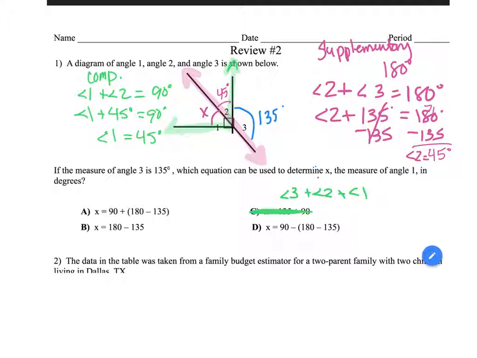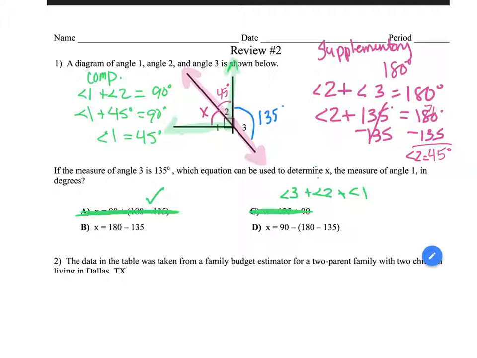What else can we get rid of? A. Let's see what's wrong with A. 180 minus 135, we did do that part. But did we add 90 degrees to that answer? No, we didn't do any adding.